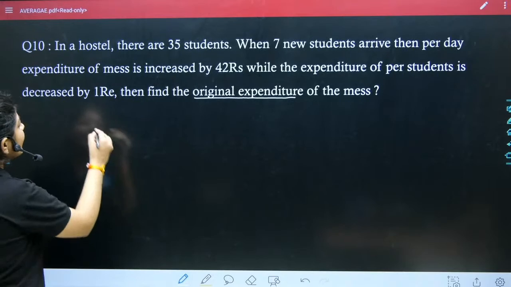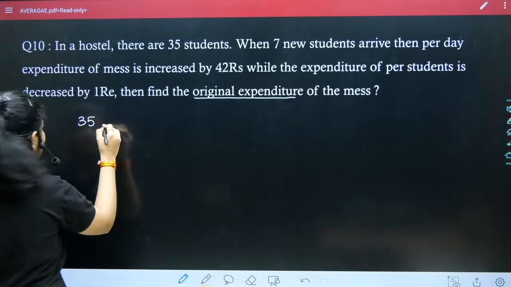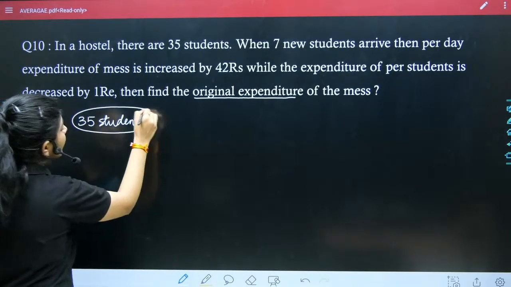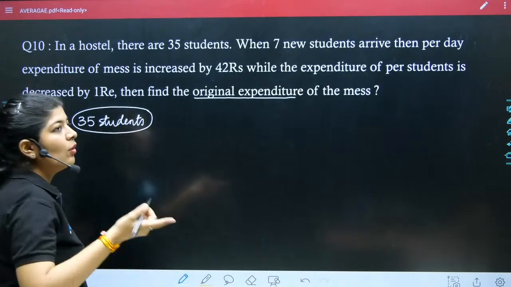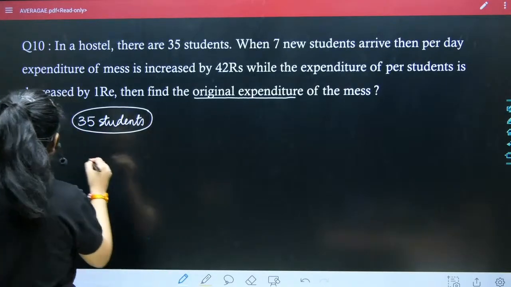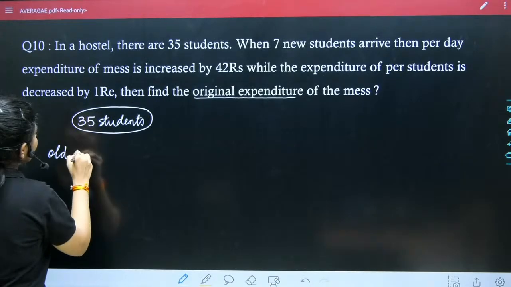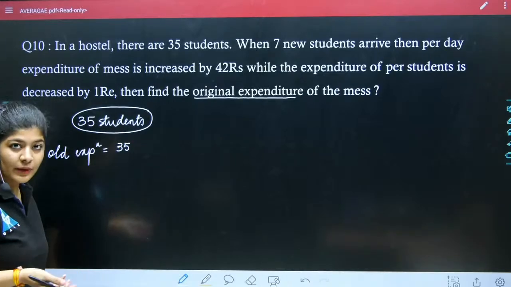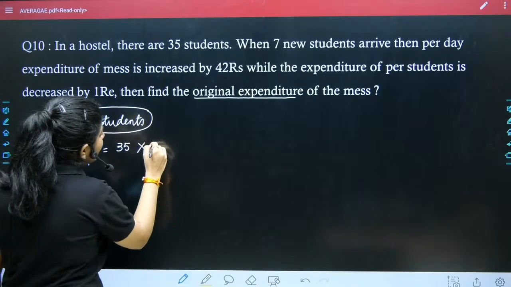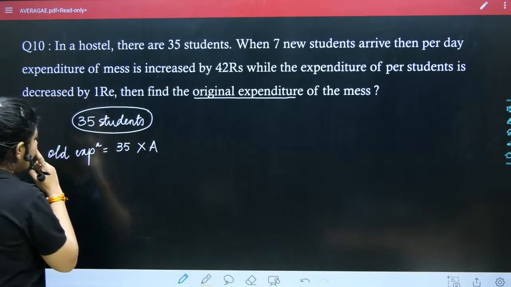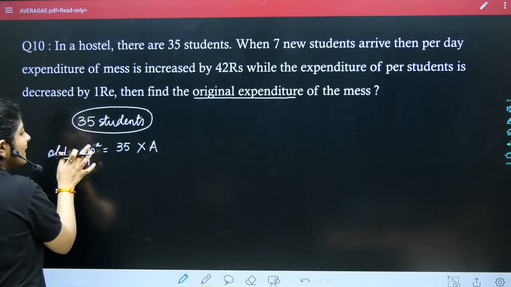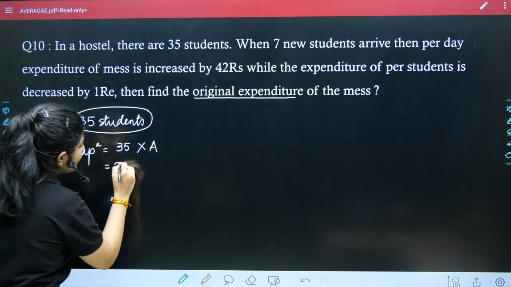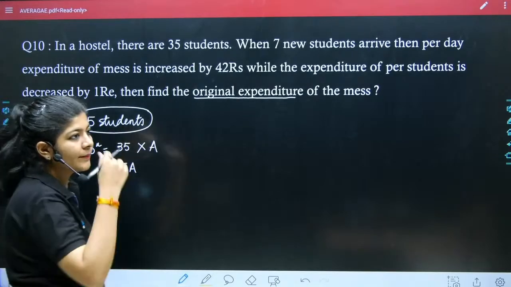It is given that initially there are 35 students in a hostel. If I have to calculate the old expenditure, that is equal to the number of students who are consuming the meal into the costing. So we can say that the sum of old expenditure is 35 into average, or I can simply write it as 35A, right?